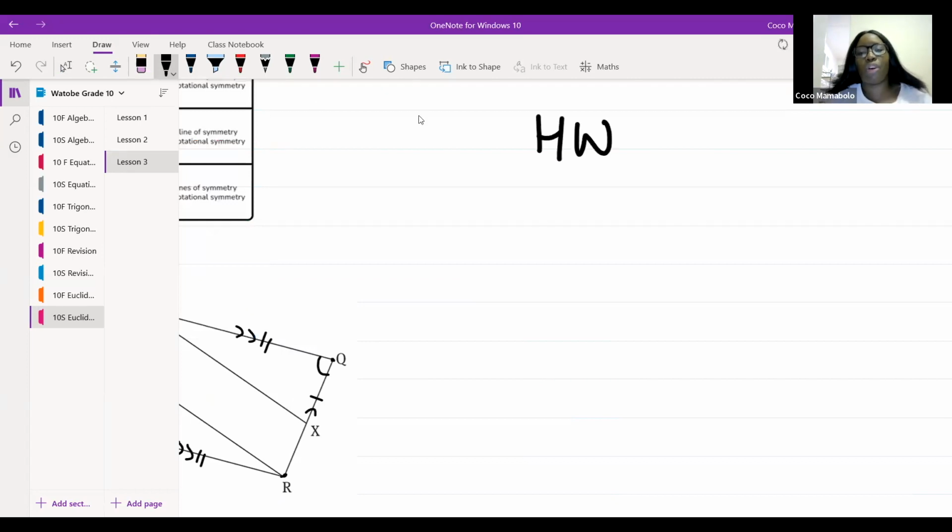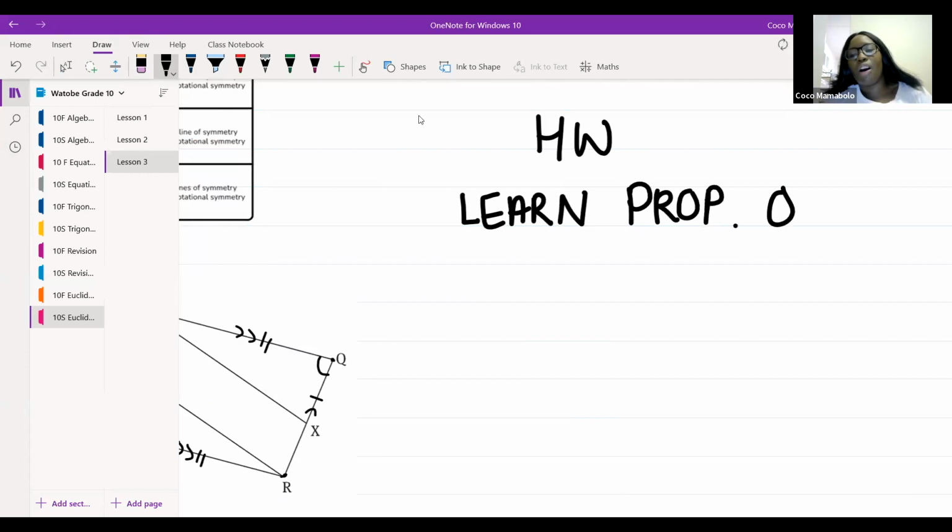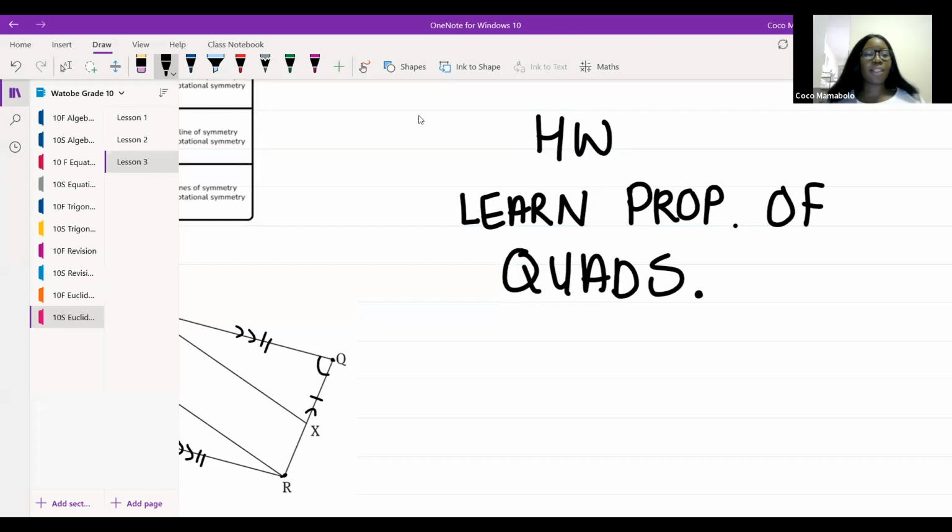Homework. Here is your homework. Go and learn the properties of quadrilaterals. That's your homework. You've got until Wednesday to learn the properties.